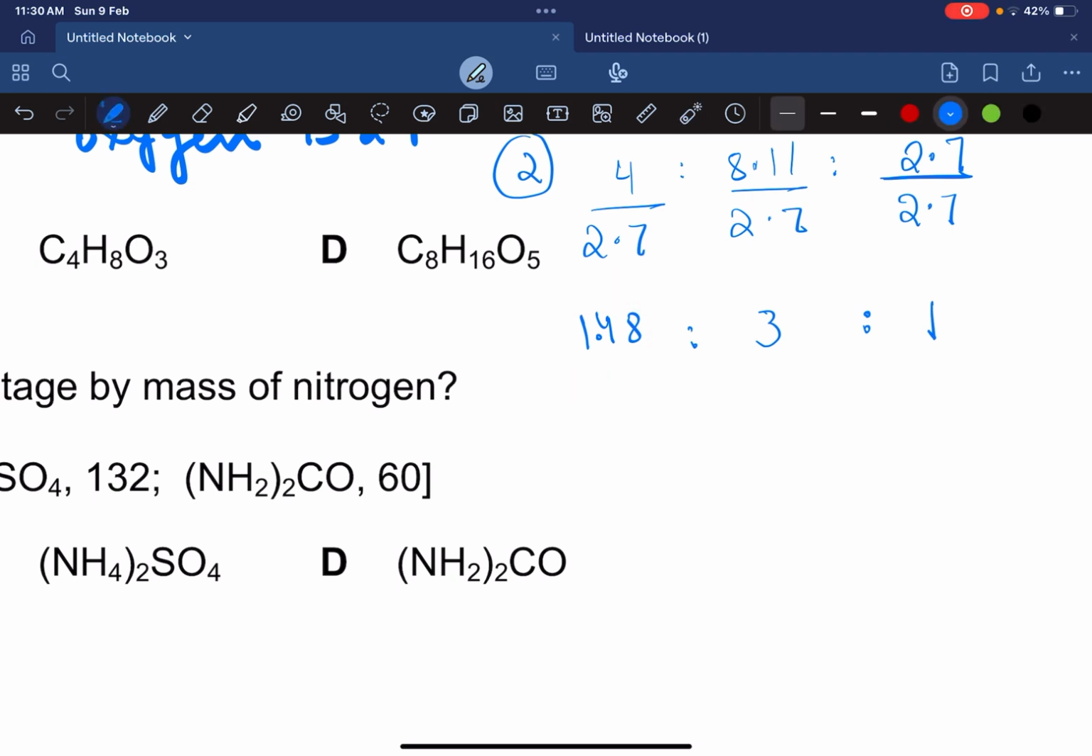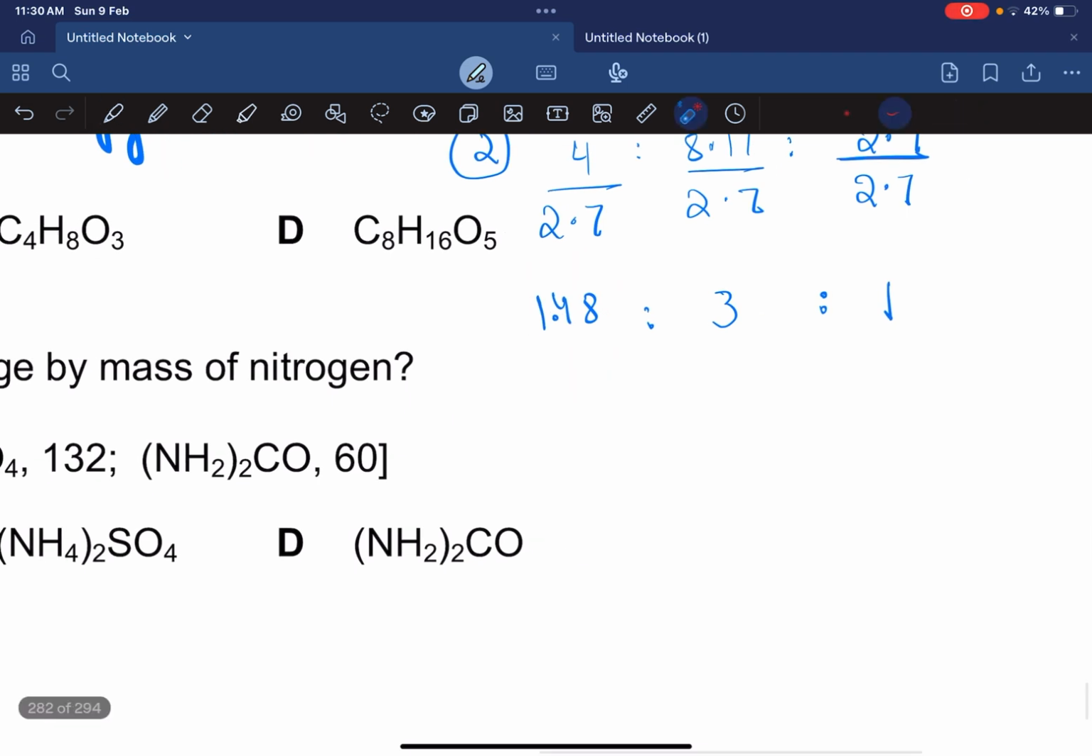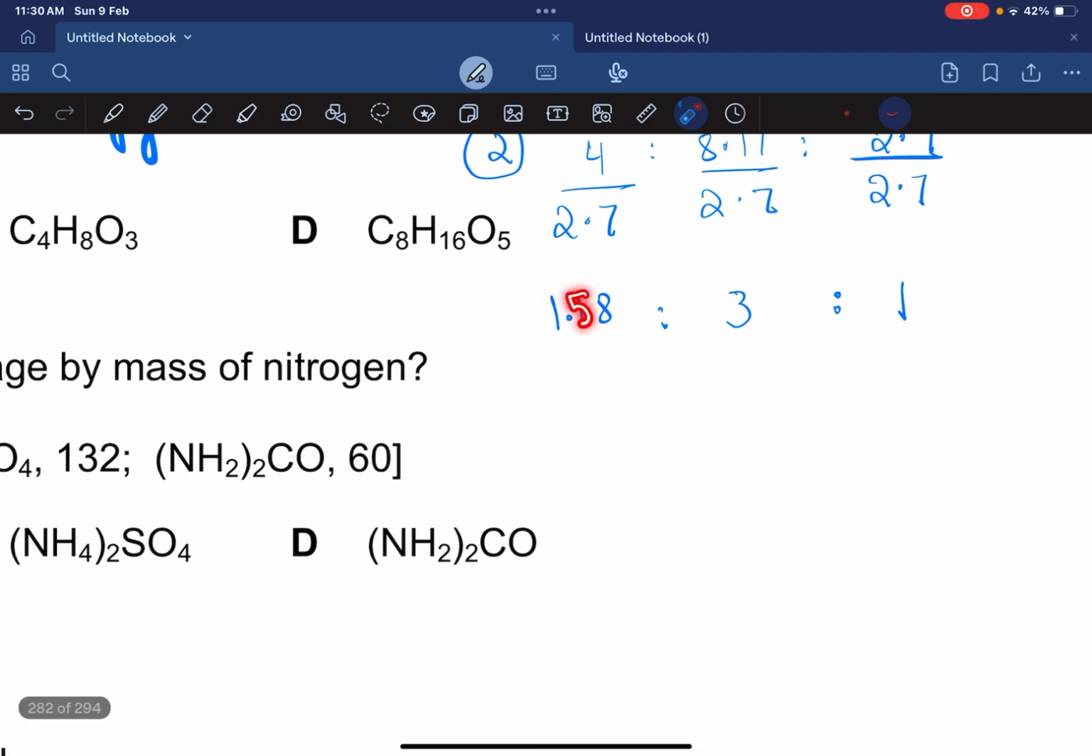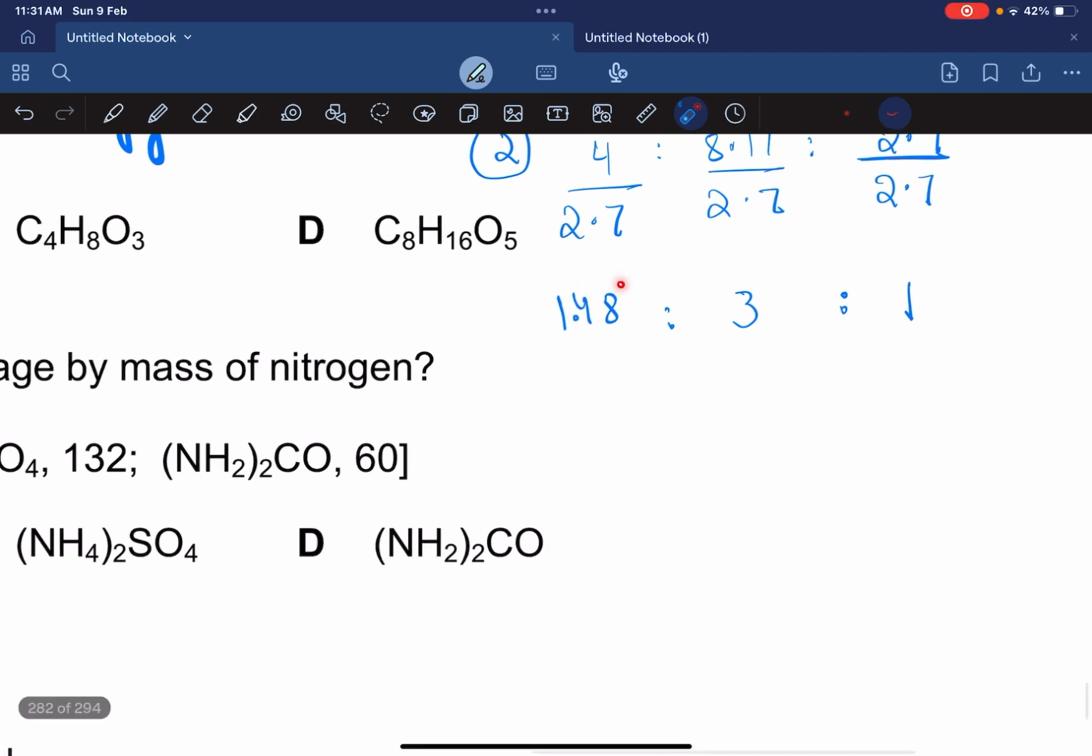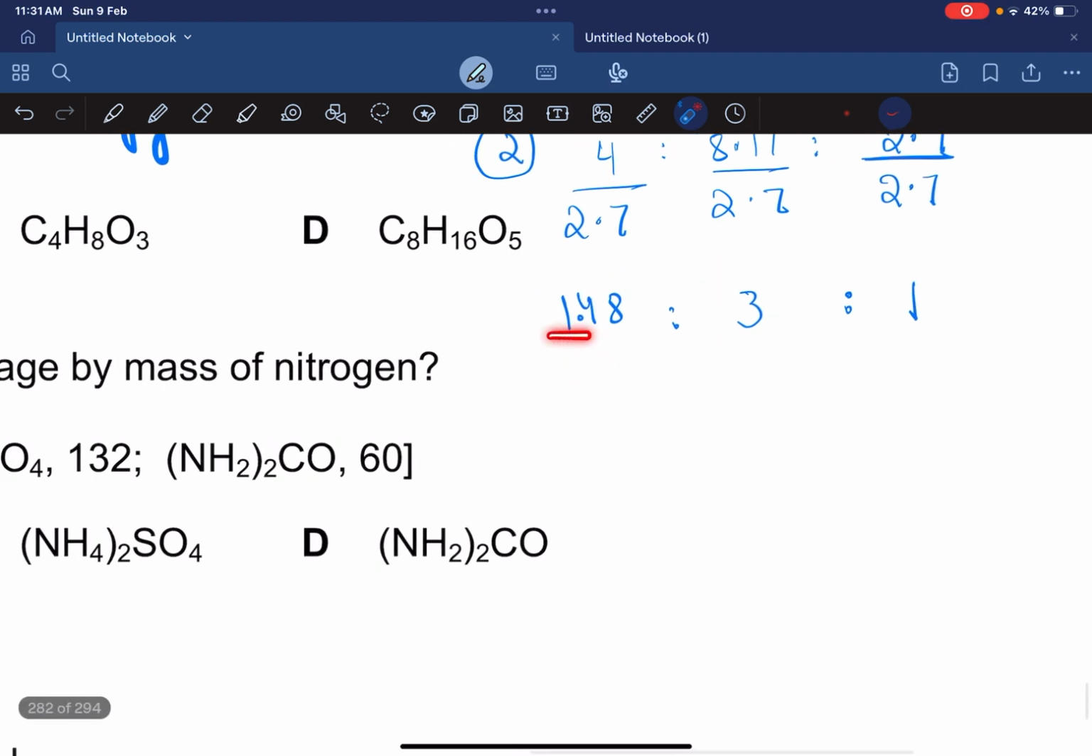And the problem is 1.48 is between 1 and 2. So we cannot round it off easily to 1 or to 2 because it's very in between. It's very close to 1.5, which is the middle. So we cannot round it off. So what we're going to do is we're going to multiply 1.48 and all these with a number which makes this a whole number, near to a whole number.